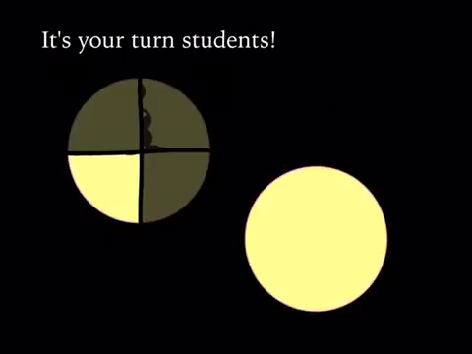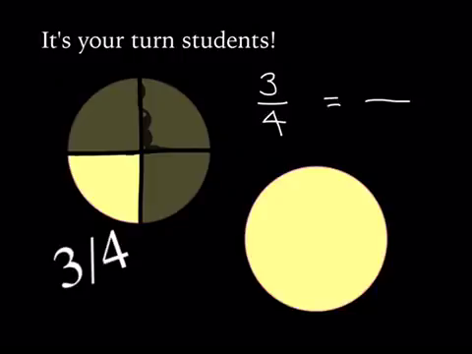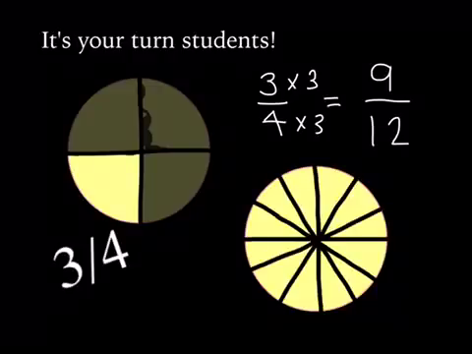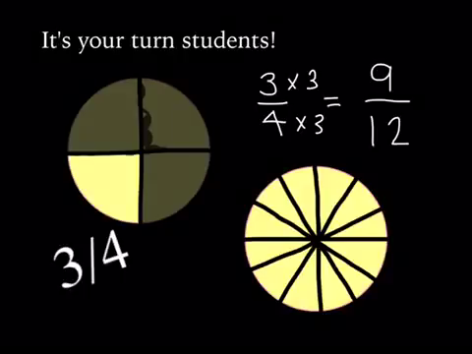and 3/4. Your task now is to make the second circle equivalent to 3/4. Use your scratch paper and everything you've gathered so far to make this possible. Now, to make the second circle equivalent to the first circle, I'm going to multiply the numerator by 3 and the denominator by 3. Now I'm going to have to divide my circle into 12 equal parts. Now I need to shade in 9 pieces of these 12.